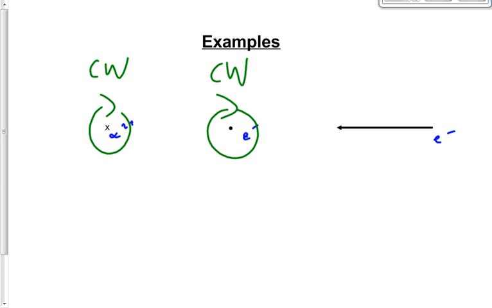Would these two guys attract each other or repel each other? Let's draw our pretend little bar magnets for a second. This would be south, this would be north. This would be south, this would be north. They'd attract each other, right? South against north.